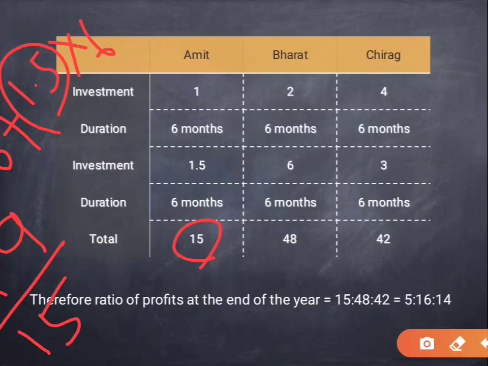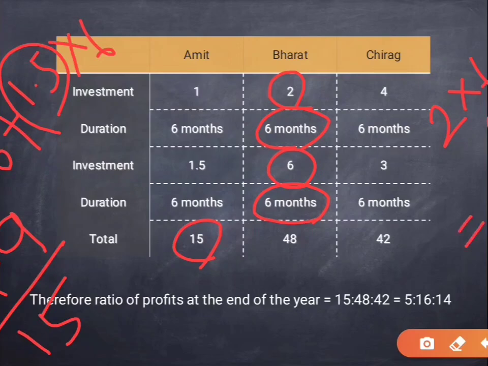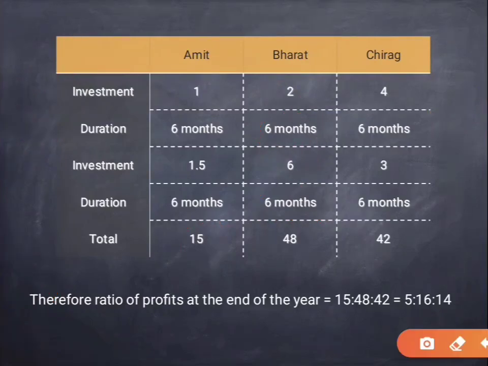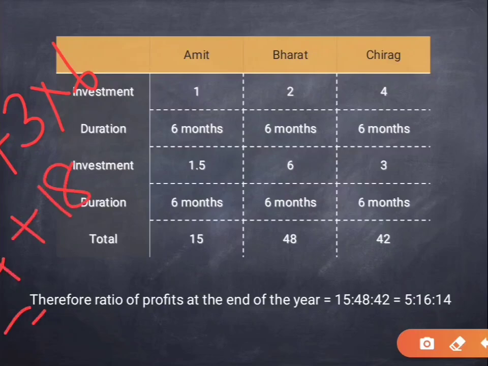Now in the case of Bharat, he invested 2 initially for 6 months. Then he made the investment thrice, which means the next investment was 6 for again 6 months. Therefore what will be his total investment? 2 into 6 plus 6 into 6, which is equal to 12 plus 36, that is 48. Now what will be Chirag's investment? Similarly 4 into 6 plus 3 into 6, that is 24 plus 18, which is equal to 42.